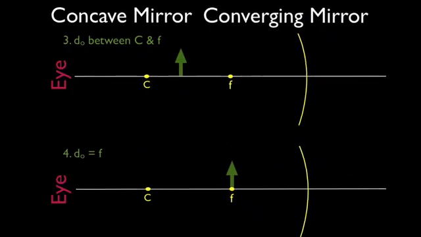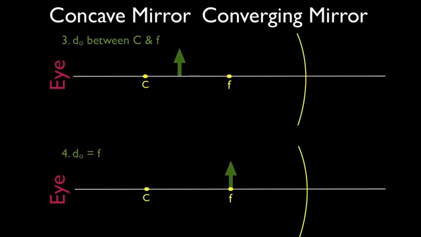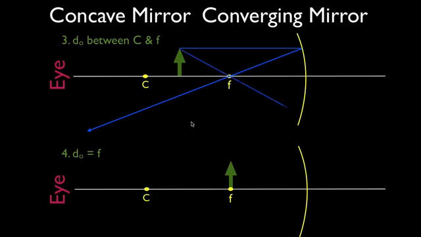The third one, we're going to do the same thing again. Now we have moved the object so it's between C and F. So I pick up my nice sharp pencil and my straight edge. I draw my first ray going in parallel, coming out through F. It must go through this point. The next one goes in through F, comes out parallel. So once again, it must go through this point. You have to draw it through this point. It's not just some random angle or some random ray. It's the one that goes through F. And there is the image.